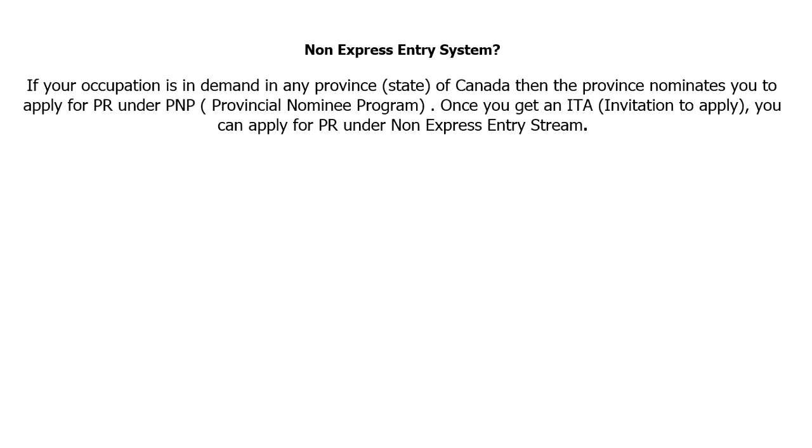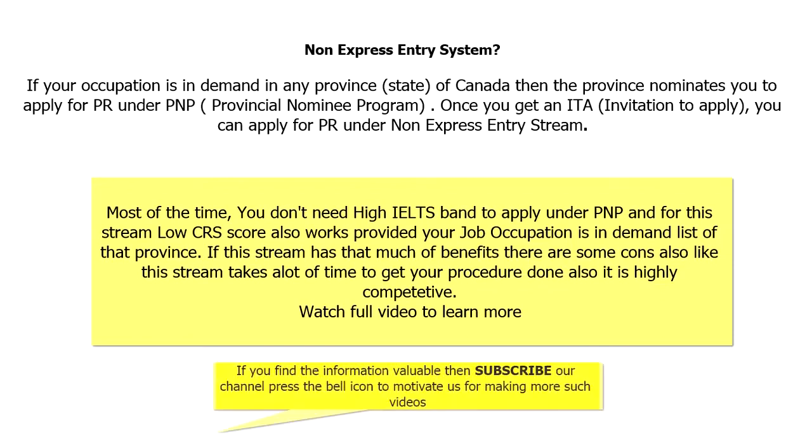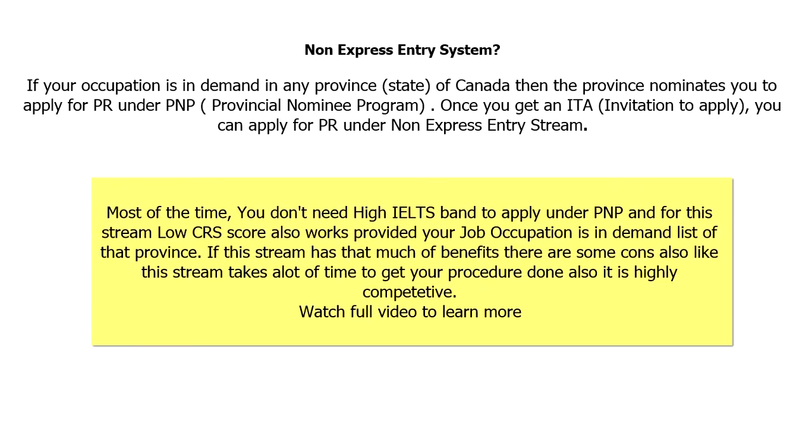Now let's come to non-express entry system. In non-express entry system, when any province requires some skilled foreign workers, then you get a chance to apply under provincial nominee programs, and from time to time provinces offer their PNP program to apply. And if you get selected under that, then you become eligible to apply for Canadian PR. Basically, express entry system is a fast procedure and non-express entry system is a slow procedure. So let's move further and start the video.